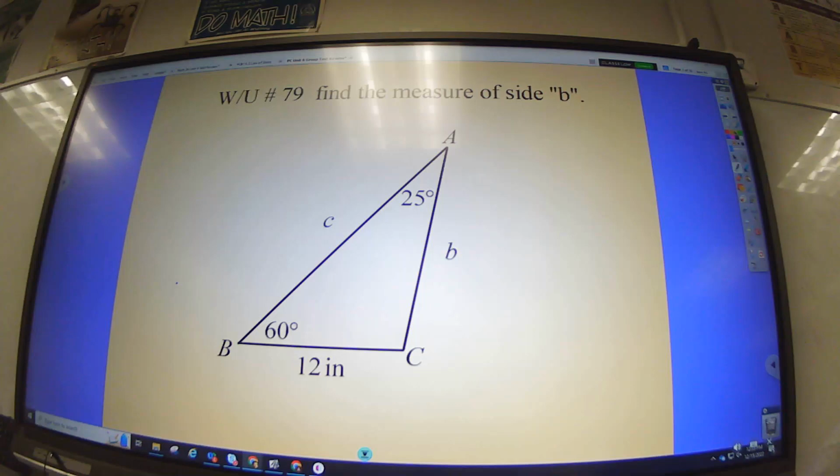I am right in the way of the camera. I need to maybe move right over here.